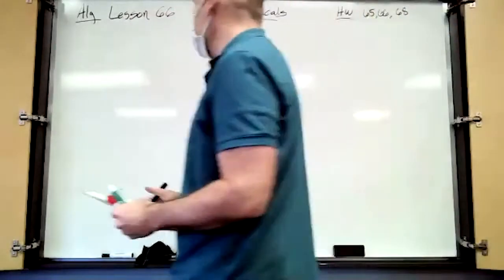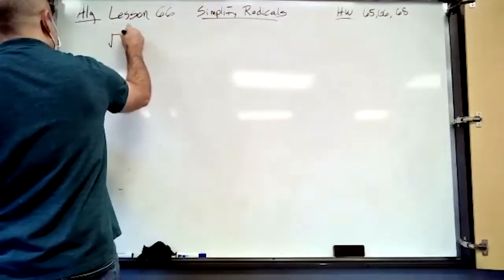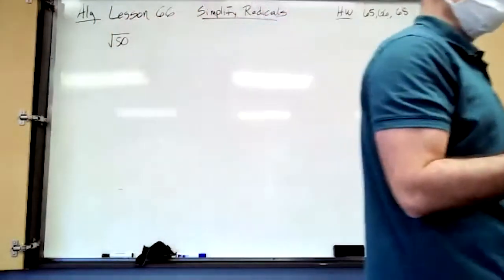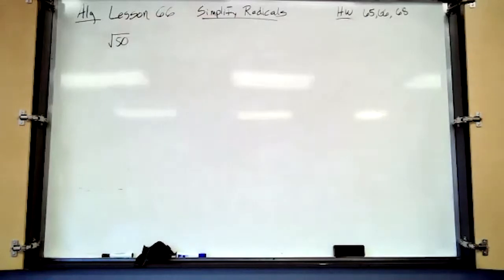Okay, so here's the deal. What's wrong with just saying the square root of 50? Well, you can't take the square root of 50, right? There's no nice number times itself that equals 50. But what's wrong with that? Do you remember what's wrong with that?